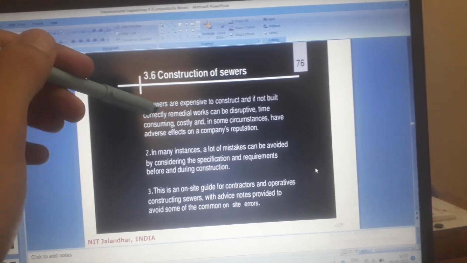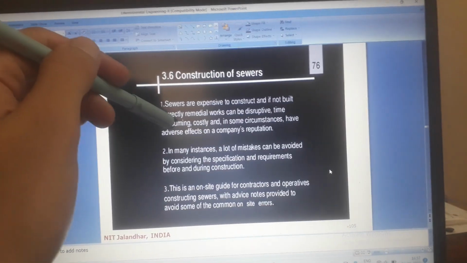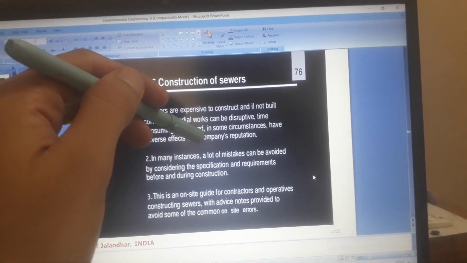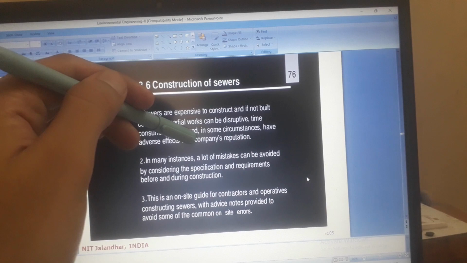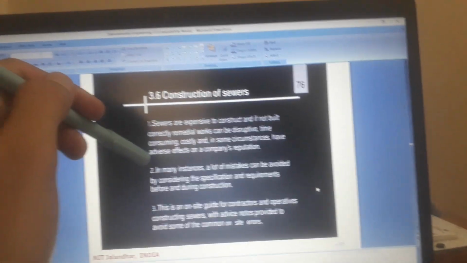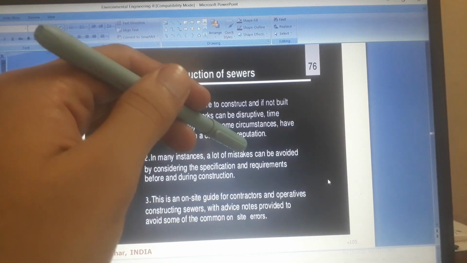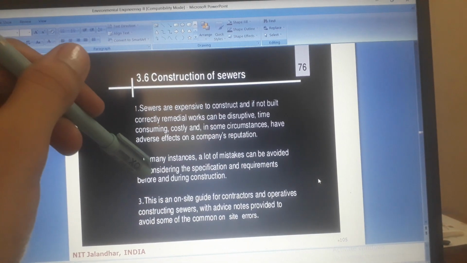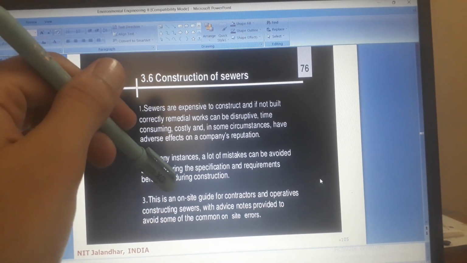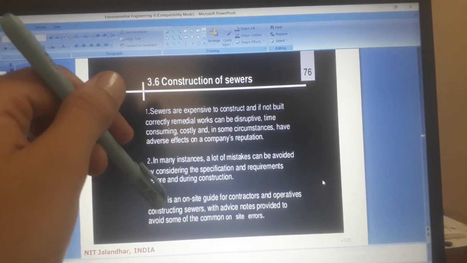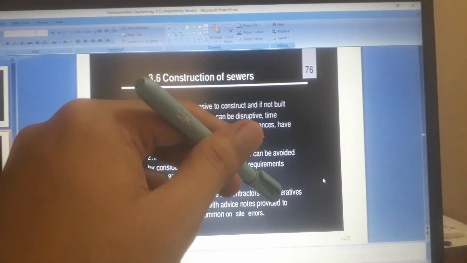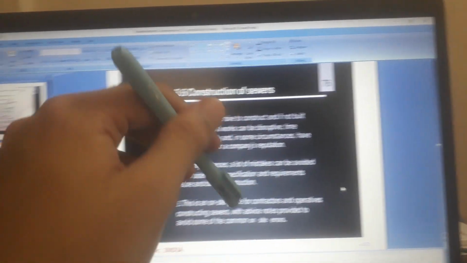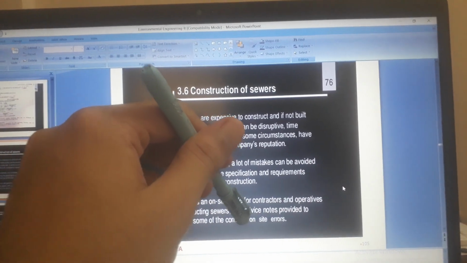Construction of sewers. Sewers are expensive to construct, and if not built correctly, remedial works can be disruptive, time consuming, costly, and in some circumstances have adverse effects on a company's reputation. In many instances, a lot of mistakes can be avoided by considering the specification and requirements before and during construction. This is an on-site guide for contractors and operators constructing sewers, with advice notes provided to avoid some common on-site errors.